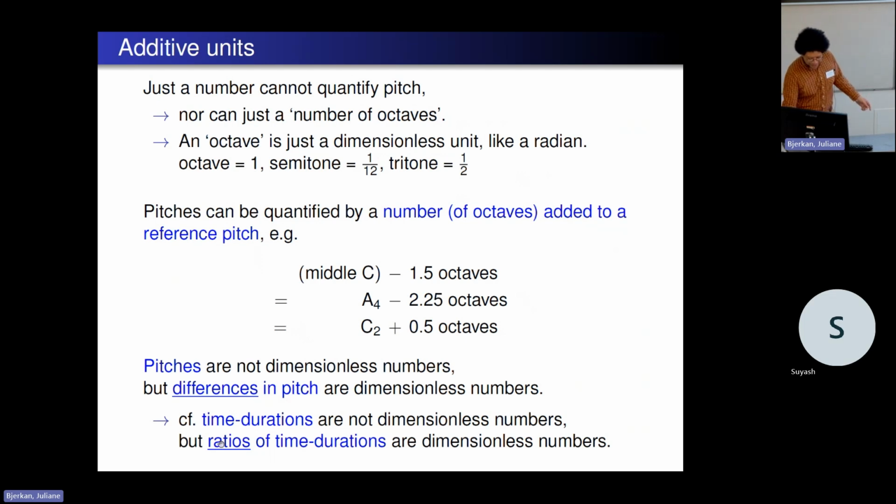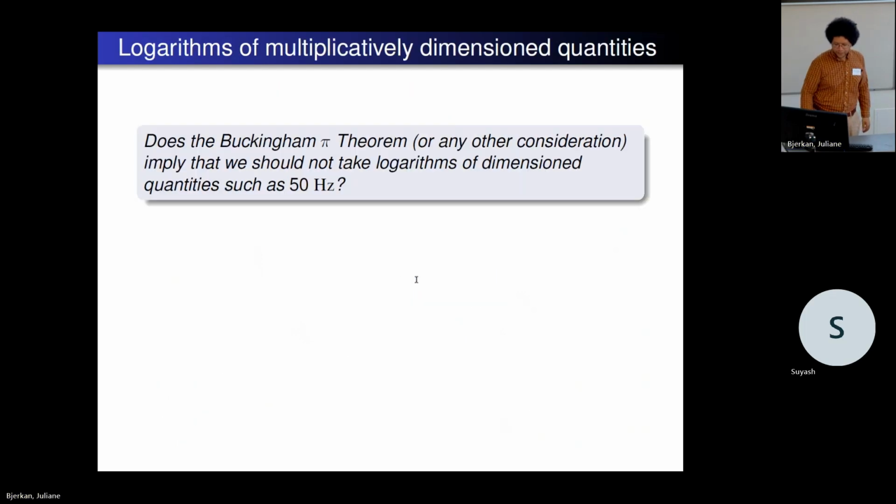So in the first example, it's the ratios that are dimensionless. In this example, it's the differences that are dimensionless. And so when we talked about time durations, they had a multiplicative unit, but pitches we can think of as having an additive unit. So these reference pitches, we can think of as an additive unit to which we add the dimensionless number. It's not really the way we're used to thinking about units, but it makes perfect sense, and we use it effectively for quantifying pitches.